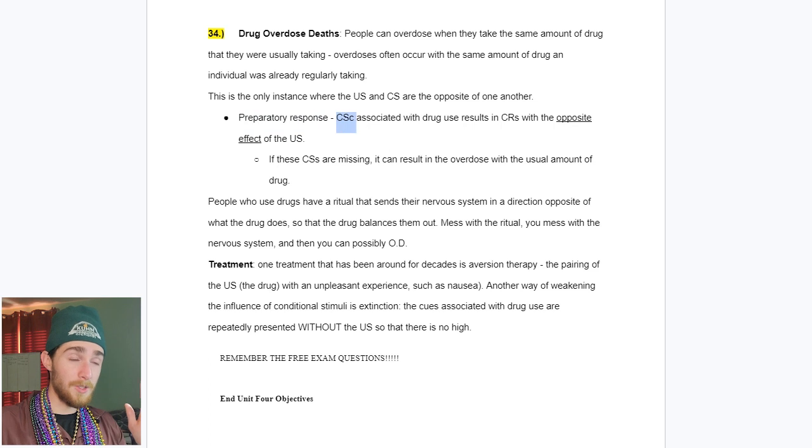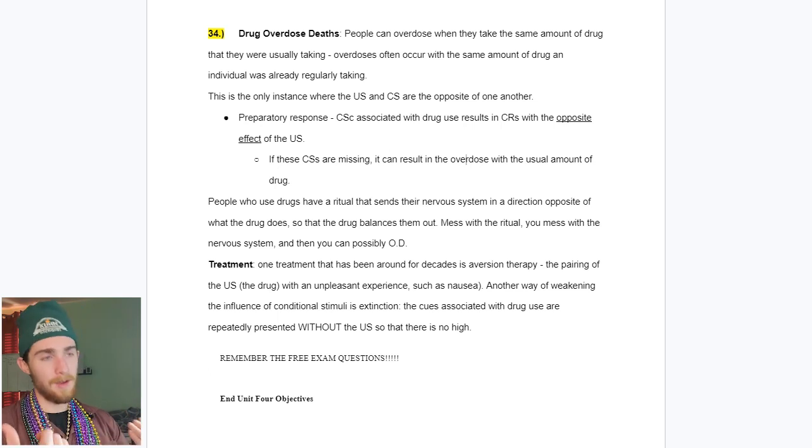Conditioned stimuli associated with drug use result in conditioned responses that have the opposite effect of the unconditioned stimulus. If these conditioned stimuli are missing, it can result in an overdose with the usual amount of drug. Let's say I do uppers, all right? And I do the same amount of upper time and again, but I have a certain ritual when I do it. So I always take my uppers through a bendy straw, right? This bendy straw, when I have it in my hands, when I'm sat at my desk, when I'm ready to do these uppers with my bendy straw, it sends my nervous system in the opposite direction of those uppers.